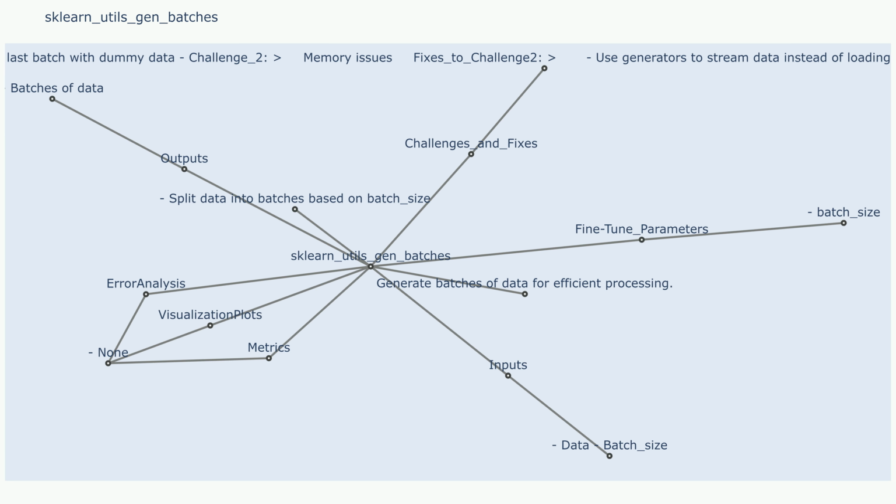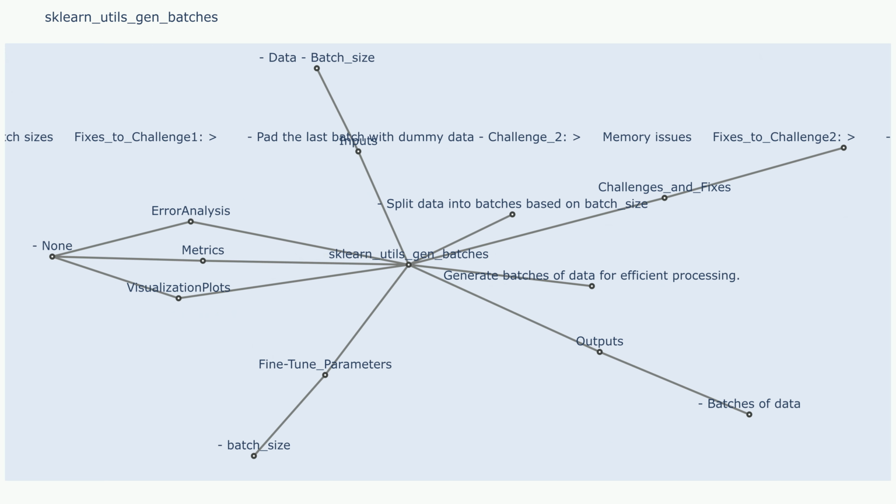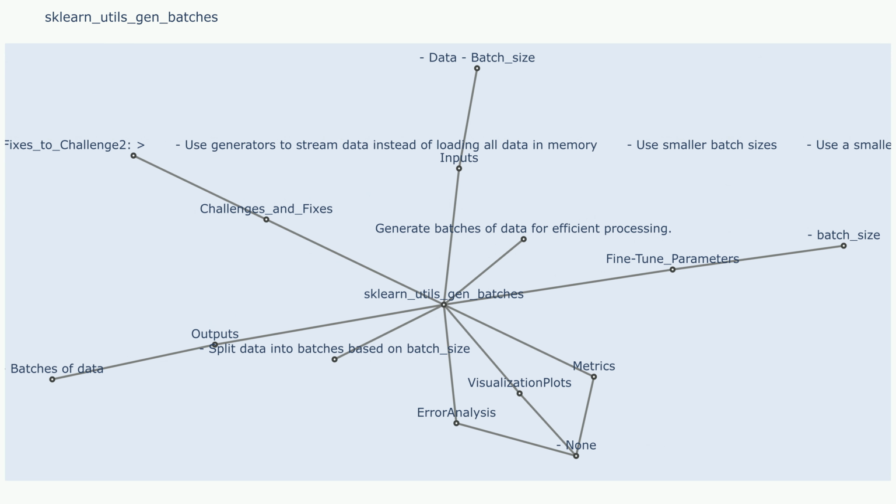Inputs: n_samples. This input specifies the total number of samples in your dataset. It's a positive integer indicating the size of the complete dataset. Batch_size: this input defines the desired size of each batch. It's a positive integer representing the number of samples to include in each batch.